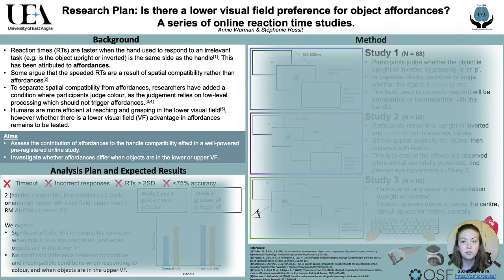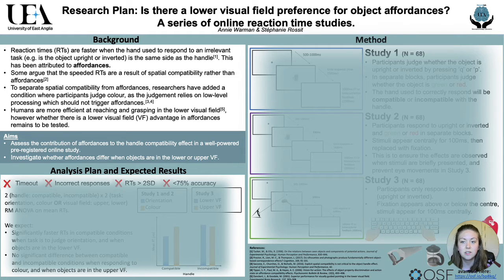To separate spatial compatibility from affordances, researchers have included conditions where participants judge object colour, as this relies solely on low-level visual processing, which shouldn't trigger affordances. Humans are more efficient at reaching and grasping in the lower visual field. Therefore, there may be a lower visual field preference for affordances, and this remains untested.